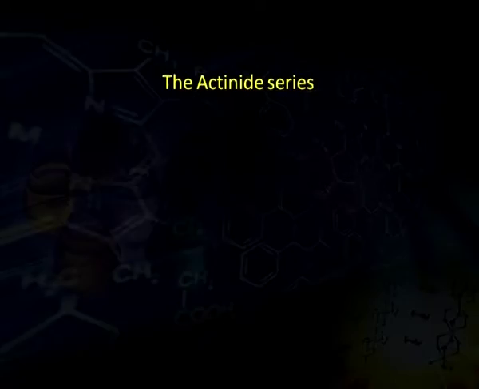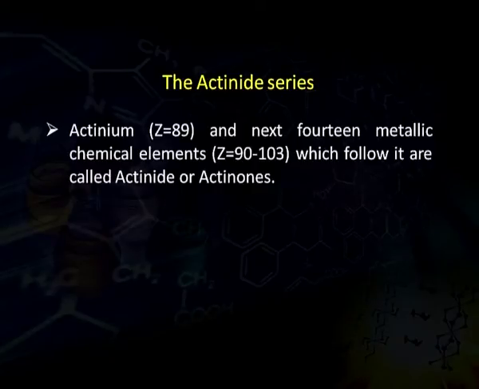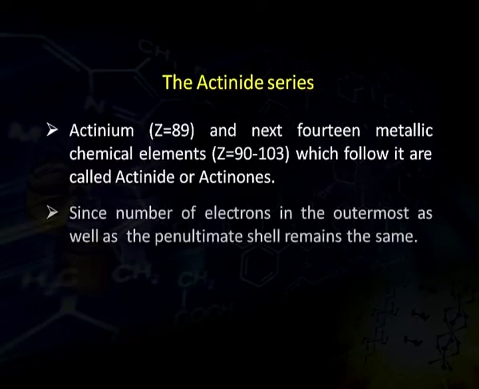In actinides, the 5f subshell is successively filled. The elements in which the extra electron enters the 5f orbital of the n-2th main shell are known as actinides. Actinium, atomic number 89, and the next 14 metallic chemical elements ranging from atomic number 90 to 103 which follow it are called actinides, and are also known as actinones.